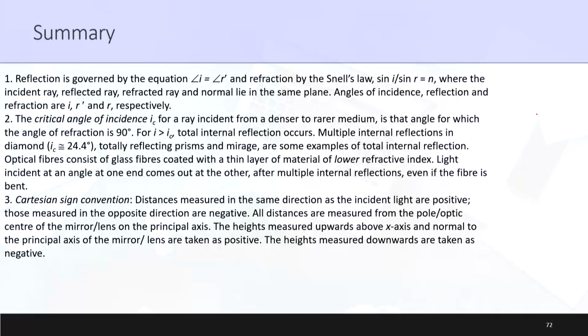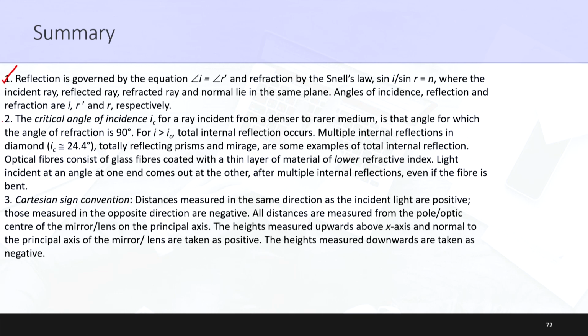Reflection is governed by the equation angle i equals angle r, and refraction by Snell's law, that is sin i by sin r equals n, where the incident ray, reflected ray, refracted ray and normal lie in the same plane. Angles of incidence, reflection and refraction are i, r dash and r. Here n is the refractive index of medium 2 with respect to medium 1.